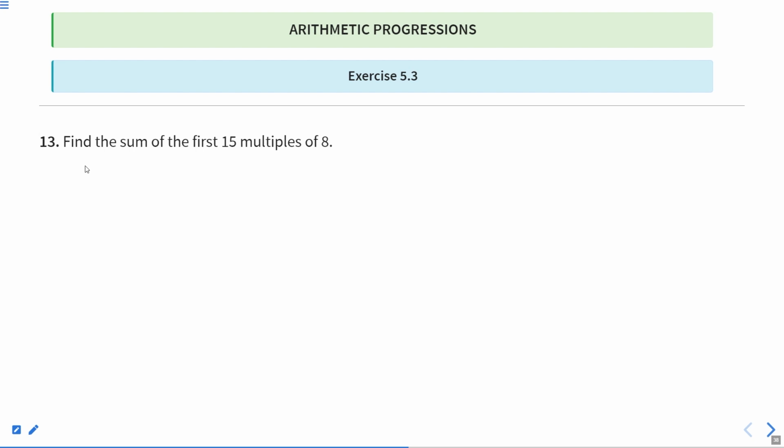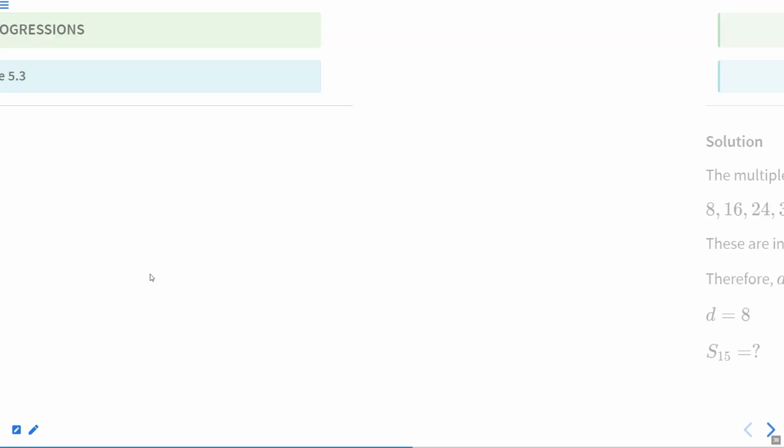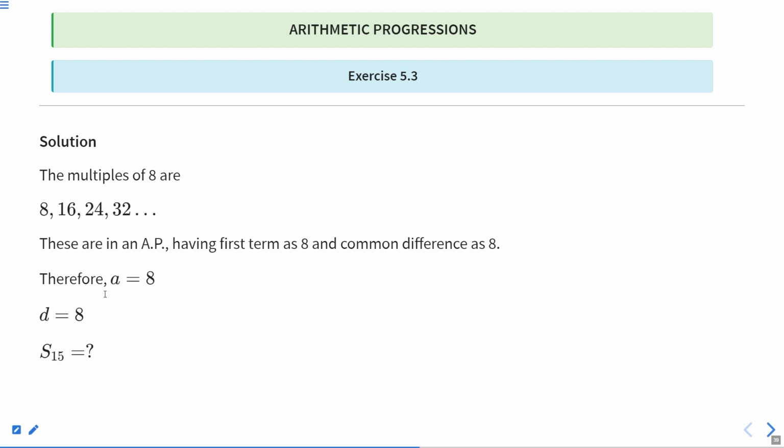So in question number 13, here we have to find the sum of first 15 numbers that are multiples of 8. Okay, so the multiples of 8 are basically 8, 16, 24, 32, and so on. Here you see this list of numbers forms an AP. These are in an AP having first term 8 and common difference 8. So the first term a is equal to 8 and the common difference d is equal to 8. Now we have to find the sum of first 15 terms, which are multiples of 8.